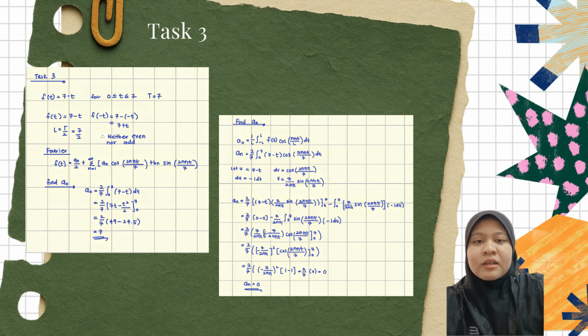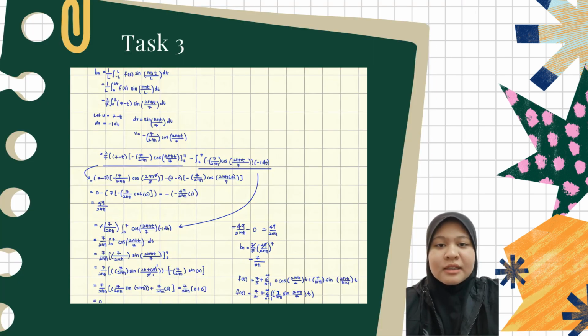Then, we calculate the cosine coefficient an using integration by parts. After simplifying the expression, we find that all cosine coefficients are 0. So, an equal to 0. This means the Fourier series will not contain any cosine terms.